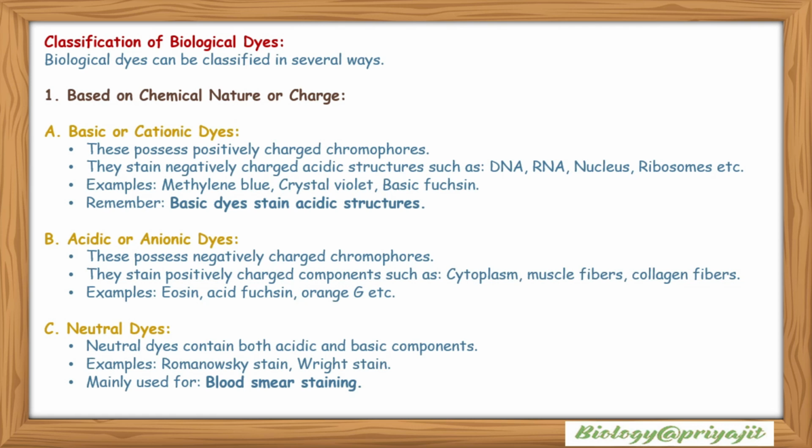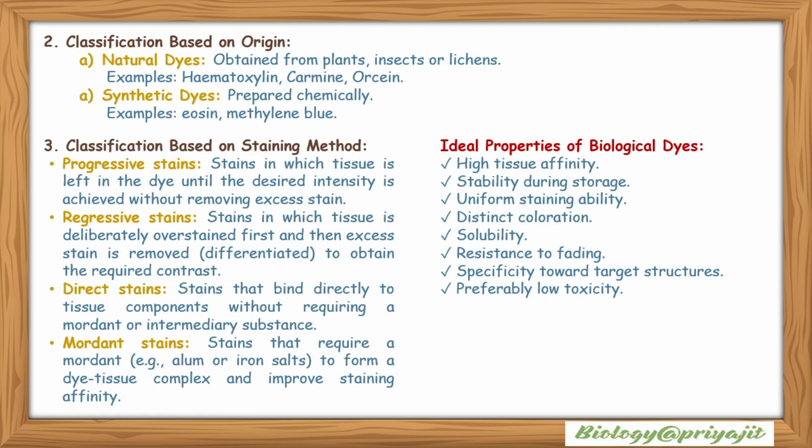Acidic or anionic dyes possess negatively charged chromophores. They stain positively charged components such as cytoplasm, muscle fibers, collagen fibers, etc. Examples include eosin, acidic fuchsin, orange G, etc. Third category is the neutral dyes. Neutral dyes contain both acidic and basic components. Examples include Romanowsky stain, Wright stain, etc., and they are mainly used for blood smear staining.